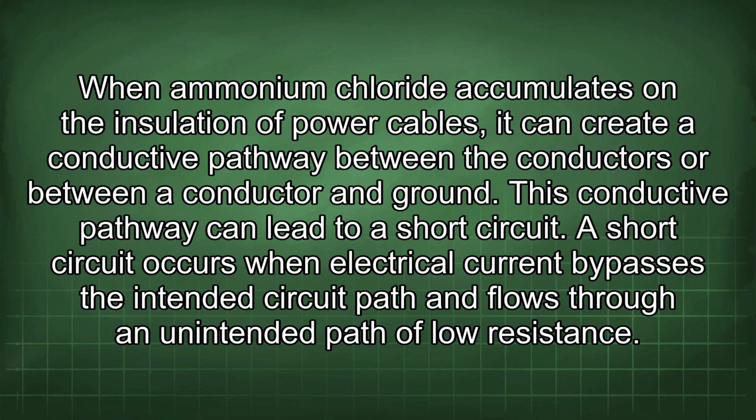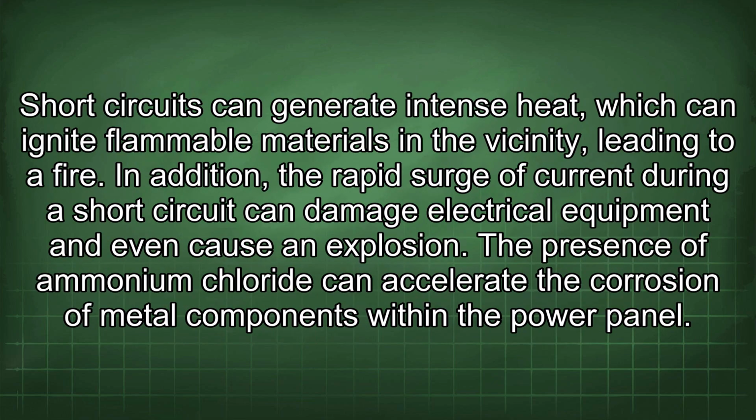When ammonium chloride accumulates in the insulation of power cables, it can create a conductive pathway between the conductors or between a conductor and ground. This conductive pathway can lead to a short circuit. A short circuit occurs when an electrical current bypasses the intended circuit path and flows through an unintended path of low resistance. Short circuits can generate intense heat, which can ignite flammable materials in the vicinity, leading to a fire.